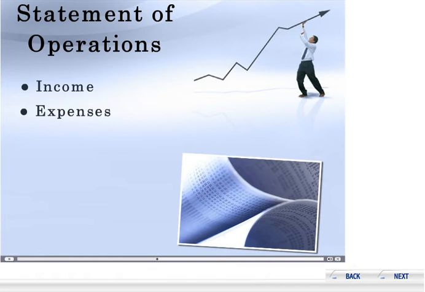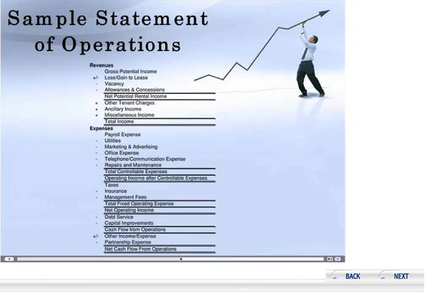The difference between operating income and operating expenses is net operating income. Net operating income is commonly referred to as NOI. NOI probably has more focus than any other number in property management. We will discuss the components of the income statement.